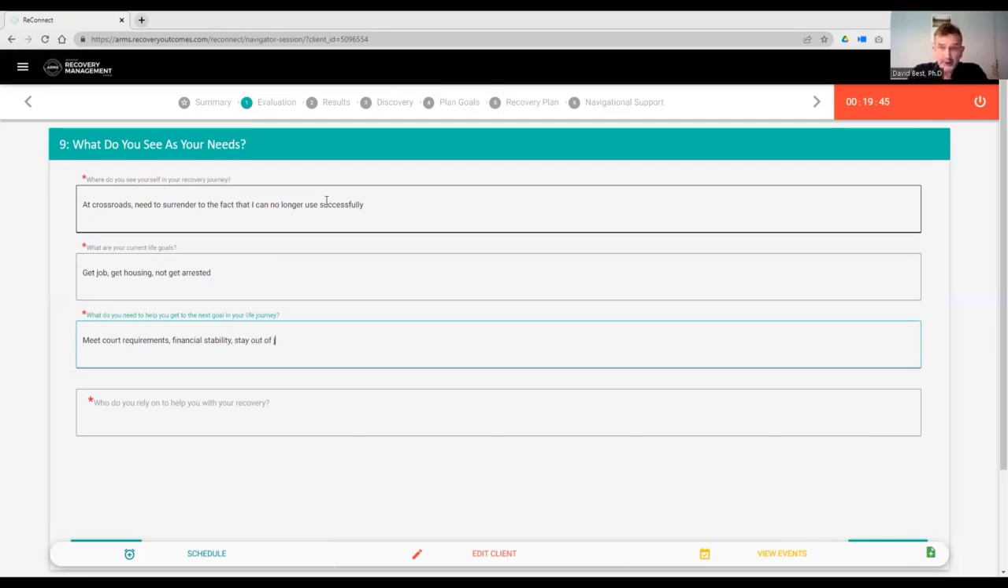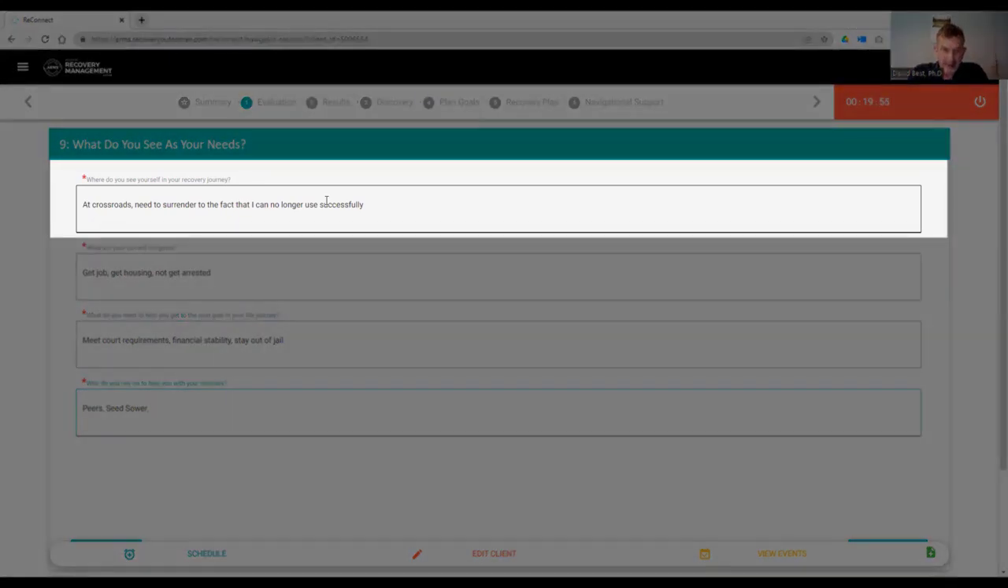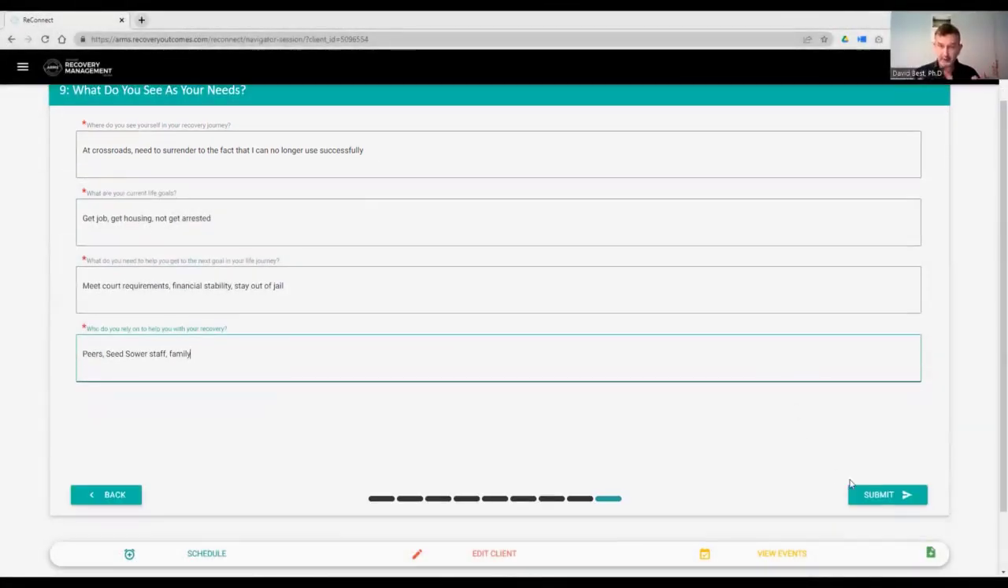And what we're wanting to do is basically to say to people, okay, let's start by where do you see yourself in your recovery journey? And for Wiley, that was at a crossroads. I need to surrender to the fact that I can no longer use successfully. And for those of you interested in motivational issues, this would be a motivational fulcrum. You have the opportunity now to say, okay, you've hit that window of opportunity. What are we going to do about it?